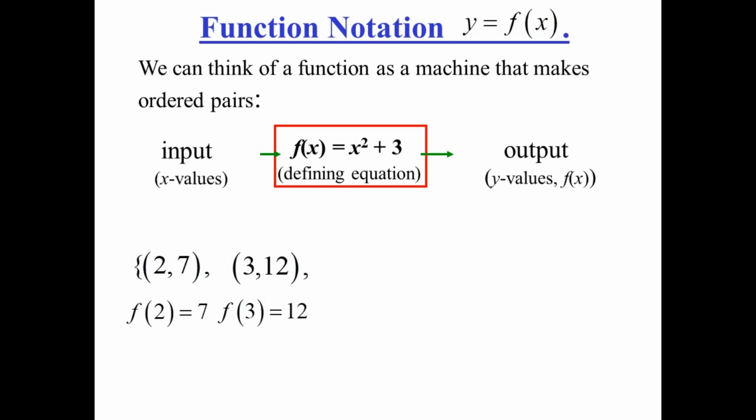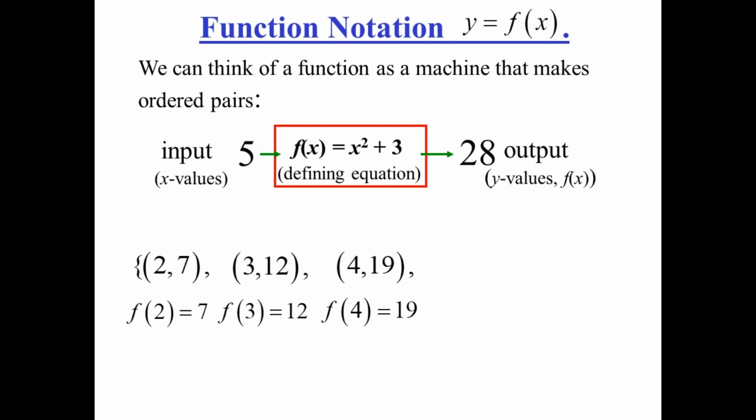We could feed the machine really anything. We could feed it -2, we could feed it pi, we could feed it -15.7, but I've just fed it a few things here, and let's see what happened. Feed it a 4, out comes 19, so f of 4 is 19. And so (4, 19) is one of the ordered pairs associated with this function.